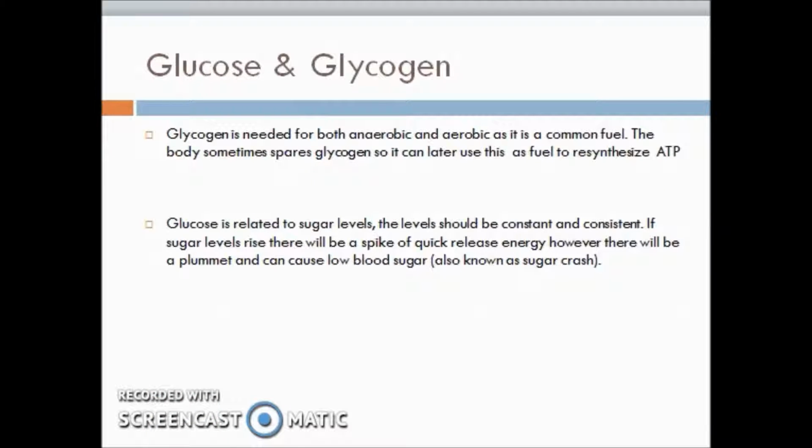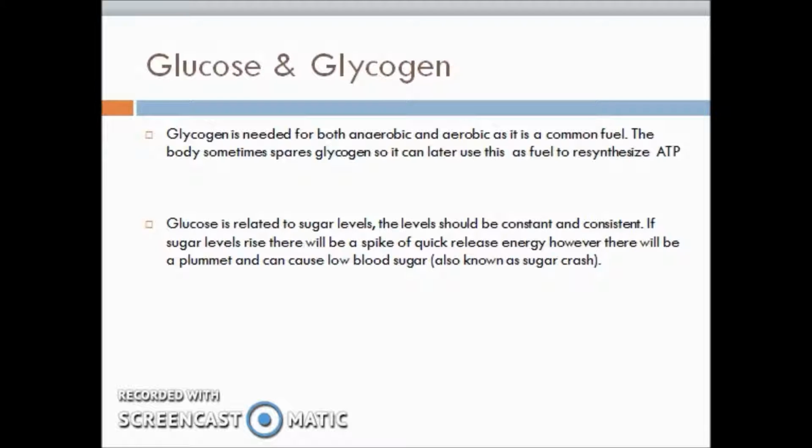So next, glucose and glycogen. Glycogen is needed for both anaerobic and aerobic exercises. It's a really common fuel that the body goes to after creatine and things like that. It then goes to the glycogen stores, and the body sometimes spares glycogen so it can use it later in the activity, and they actually use this as fuel to resynthesize ATP.